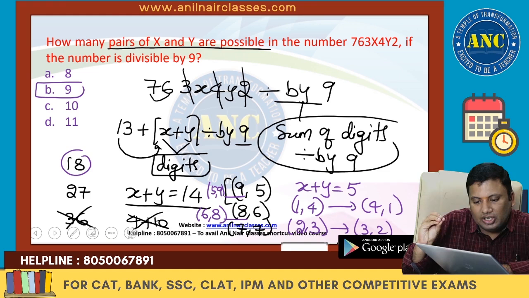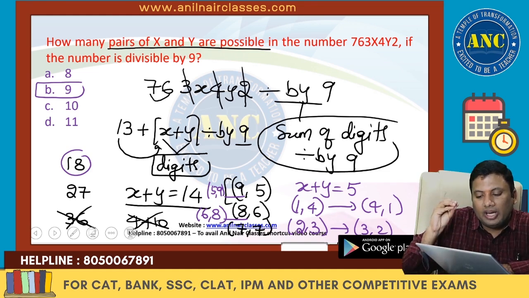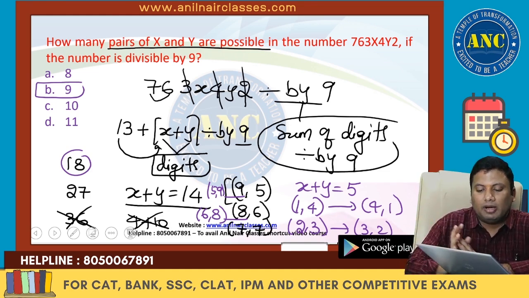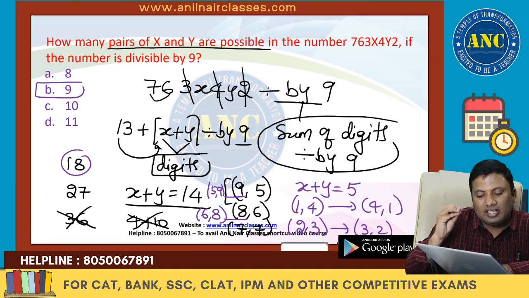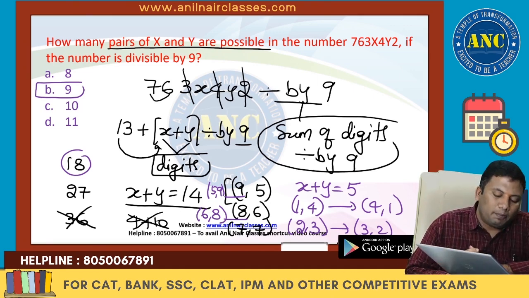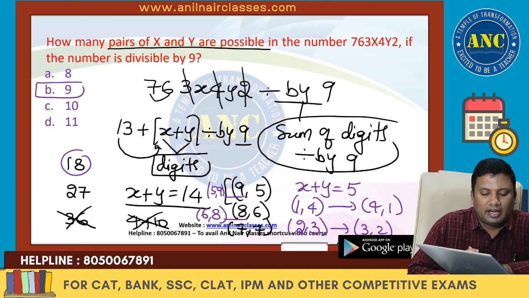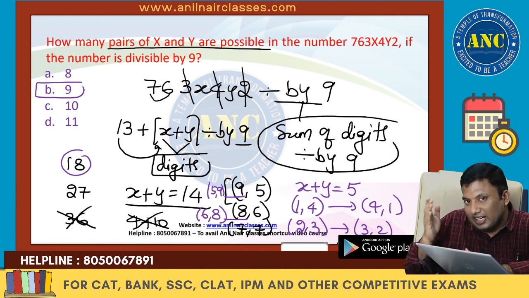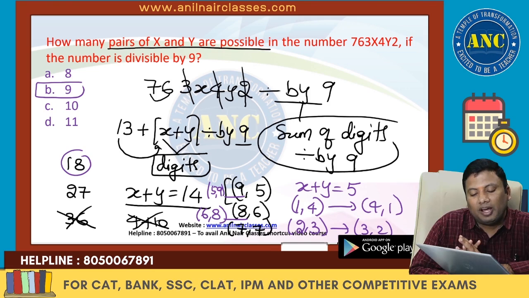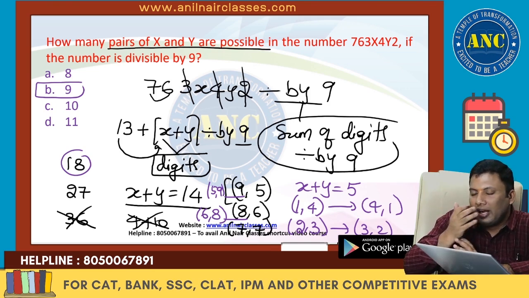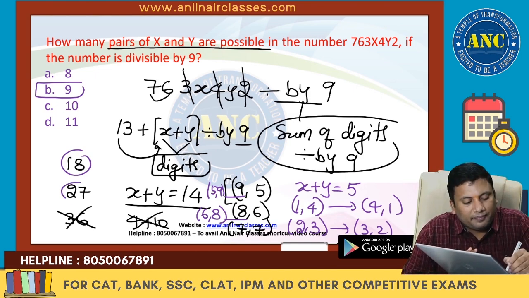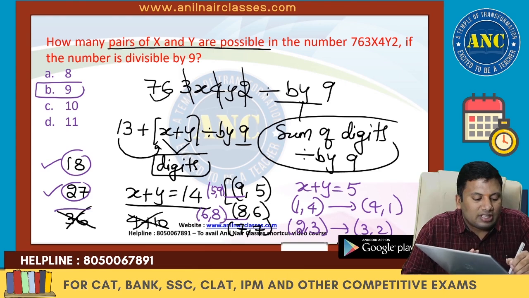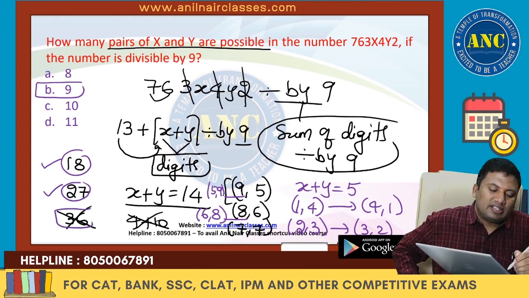Sum of the digits should be divisible by 9. 3 plus 4 plus 2 is divisible by 9. 7 plus 6 plus x plus y, 7 plus 6 is 13. 13 plus x plus y is divisible by 9. The 13 means it is exceeding 9. What is the multiple of 9 just greater than that? 9 twos are 18, 9 threes are 27, 9 fours are 36.